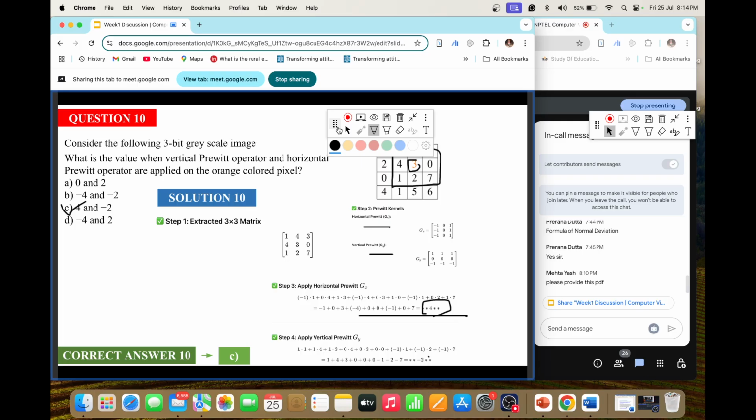Actually, for vertical pivot and horizontal, minus 2 comma 4 should be the answer, but as minus 2 comma 4 is not given, 4 comma minus 2 is the answer. Actually this should read horizontal pivot operator and vertical pivot operator. That should be the question, and your answer is 4 comma minus 2. The question has a little bit of a mistake, but by calculation we can understand. So 4 comma minus 2 is your answer, or option C is the correct answer. Okay, so is it clear to all of you?